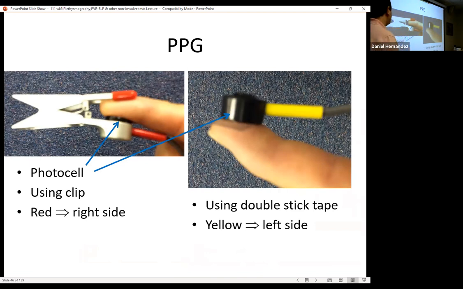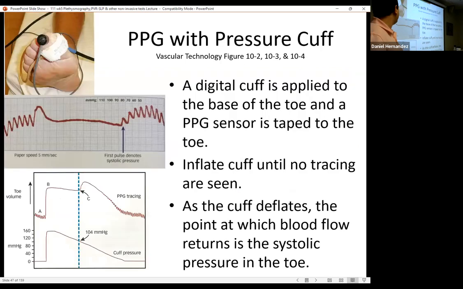So our PPG sensors, we put on the fleshy part of the digits, and we can use a clip or double-sided tape. Those are horrible pictures. Red right, yellow left. We can use it in conjunction with the pressure cuffs to get digit pressures. Basically, we wait to get our tracing, inflate the cuff until that pulse goes away, and then look for the moment when the pulse returns to acquire our digit pressures.